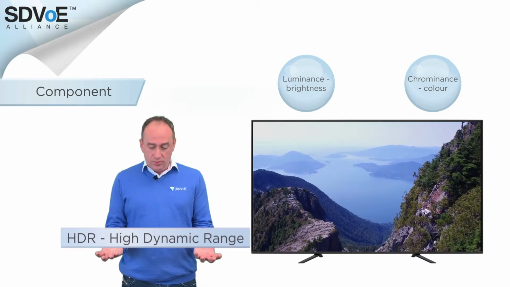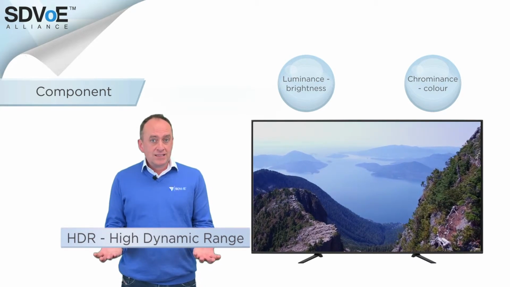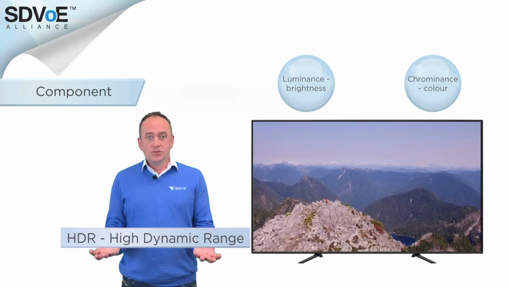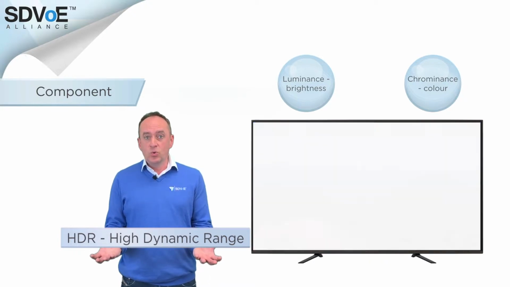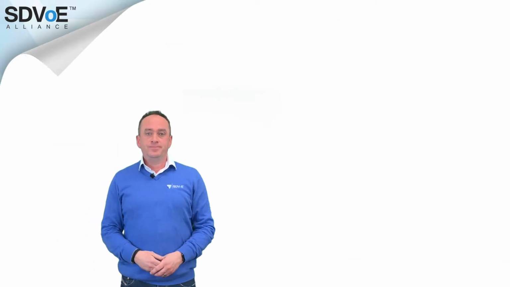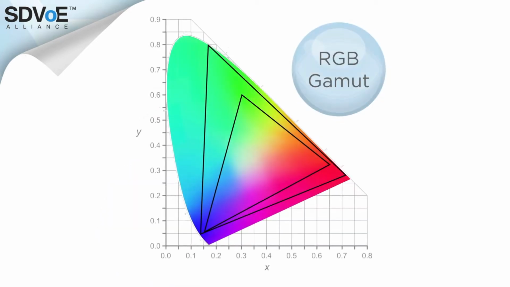HDR is a good example of this evolution, and that is a separate SDVOE Academy course which we would recommend that you watch. If we place the RGB gamut into our chromaticity chart, we can see it's smaller, offering less in terms of colour than that of the original 601 gamut. This made Component the better choice for TV, and as Component has evolved over the years, we are now able to see more colours on a display than ever before.